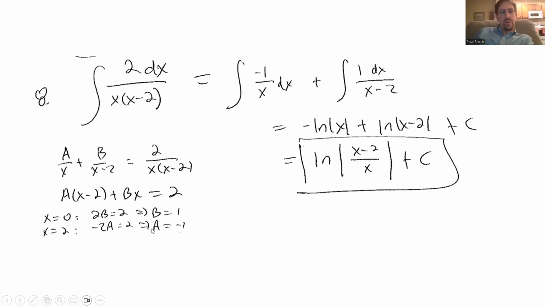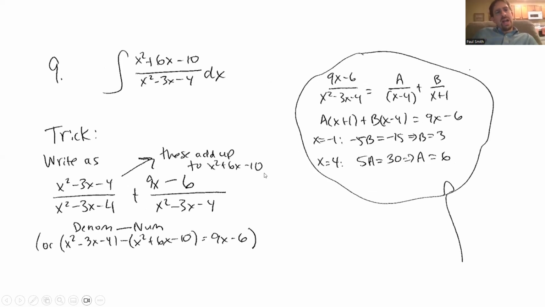All right, so when I decompose that, I get -1 over x dx, and I get 1 dx over x minus 2. This first integral comes to negative natural log of absolute value of x plus the natural log of absolute value of x minus 2 plus c. And since we subtract the natural log of absolute value of x, when we combine these two, that x will go to the denominator of the input. So we get natural log of absolute value of x minus 2 over x plus c.